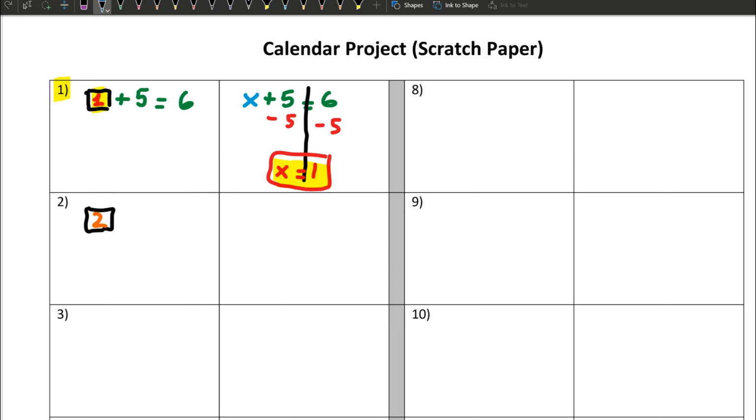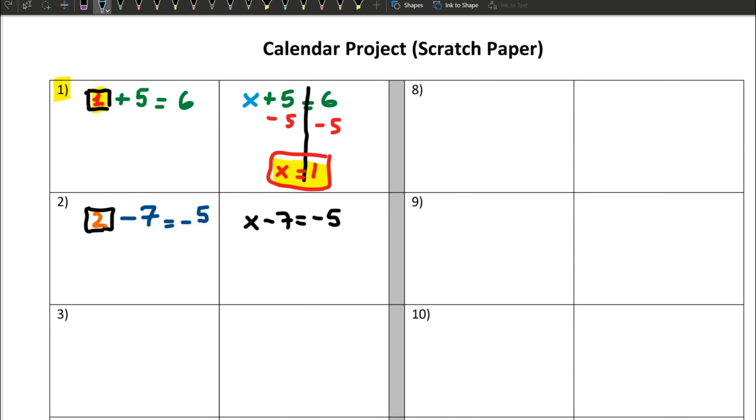So since I did addition last time, I'm going to do subtraction this time. I'm going to minus 2 minus 1. Pick a number for yourself. Let's say 7. Okay, so 2 minus 7, which is negative 5. Alright, so that is your equation. So replace the box with x. x minus 7 equal to negative 5.